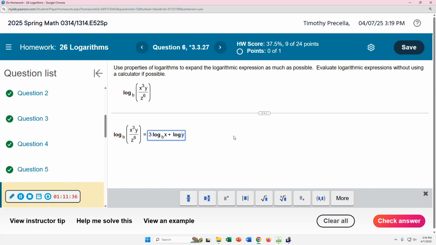Log, subscript. Y'all see where the button is down there? That little subscript right there. And then what is it? A minus 6 log base B Z.